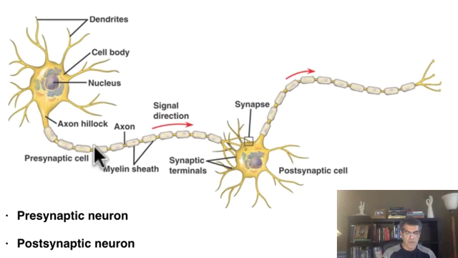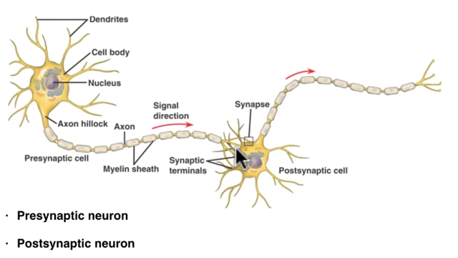The first neuron is called presynaptic neuron because it's before synapse. The second neuron is called postsynaptic neuron. This synapse can be either electrical synapse or can be chemical synapse. What is electrical synapse? What is chemical synapse?